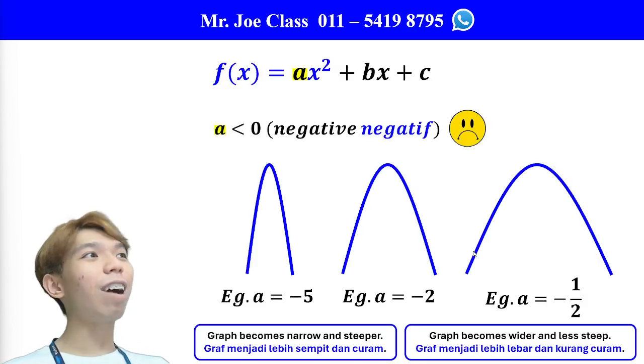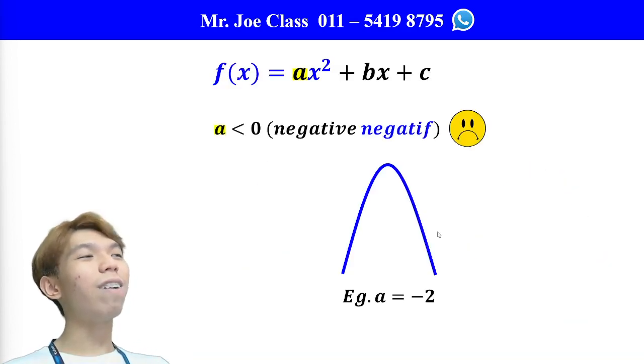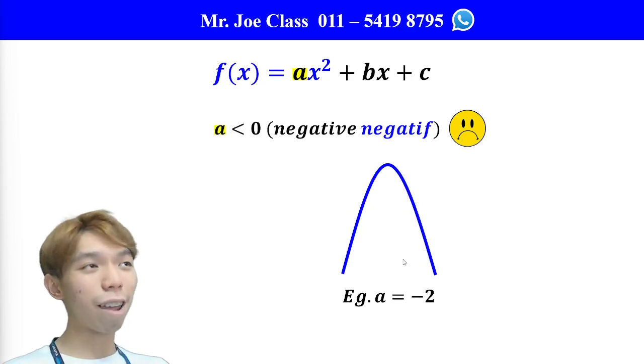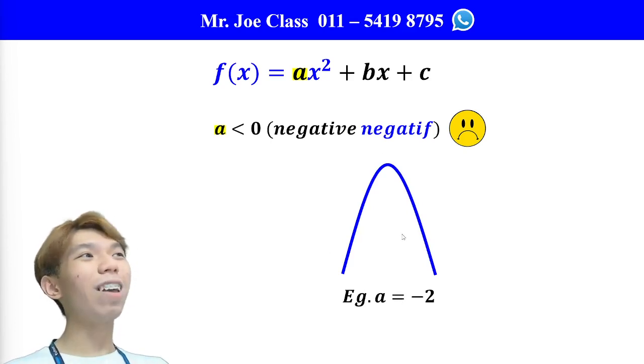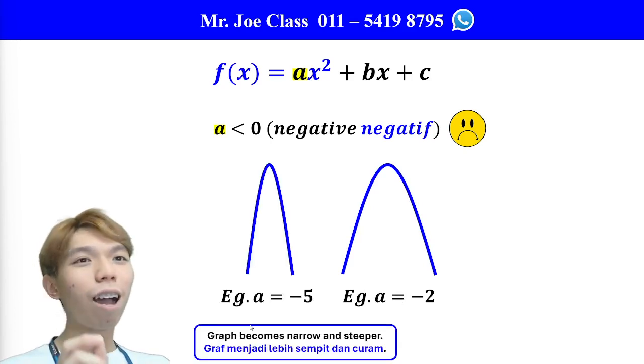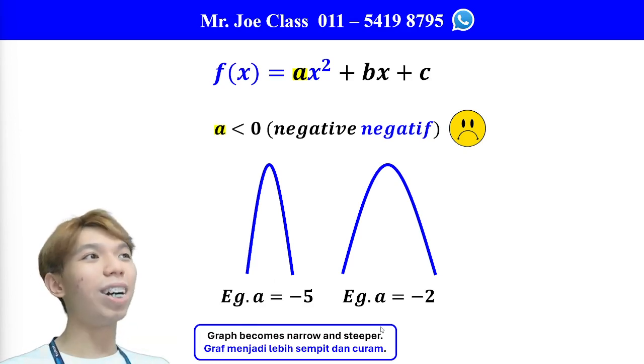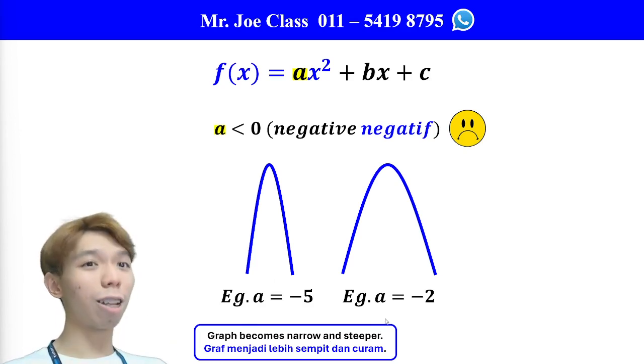The negative value of A decreases. When A is negative, it is a sad face. But when the value of A decreases, the graph becomes narrow and steeper.